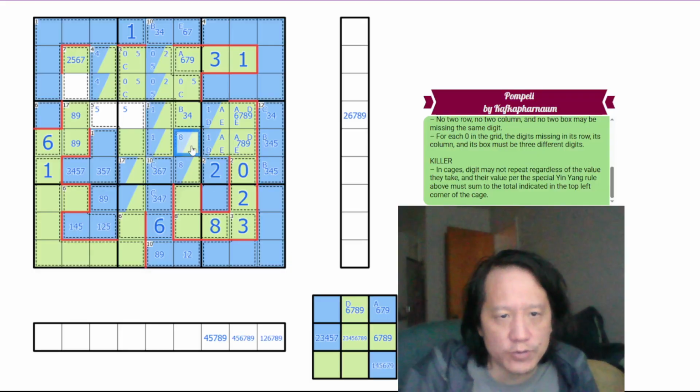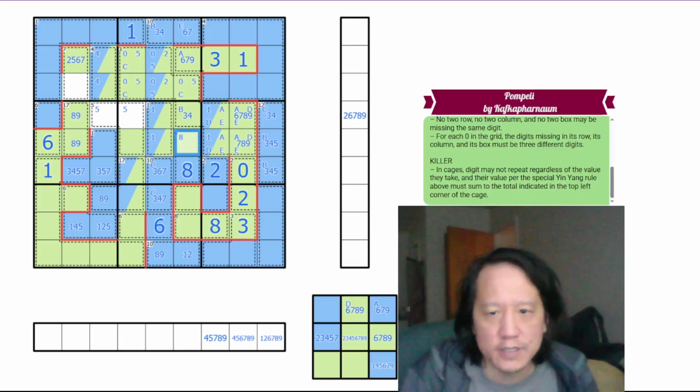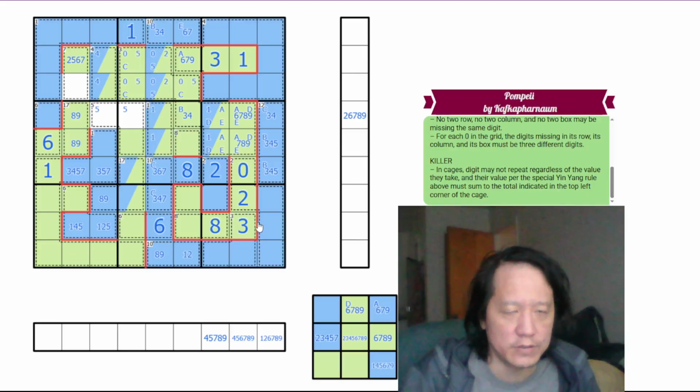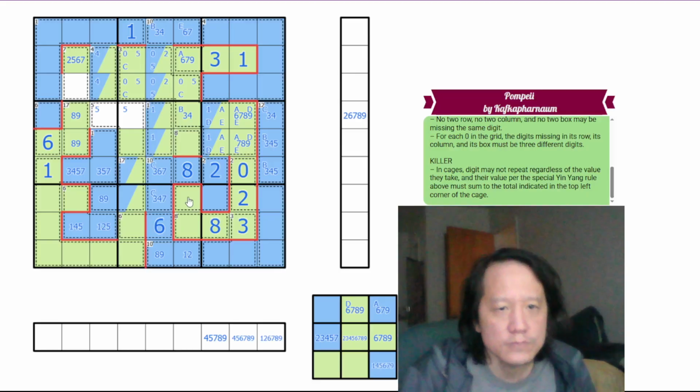So this can't be blue. This has to be green. So this is green, which means this can't be green. That's blue. That's there. We have an 8 here, which eliminates 8 here. So this is done this way. One of these is blue, the other one's green. That's interesting. And it depends on where the 1 is. That's interesting.